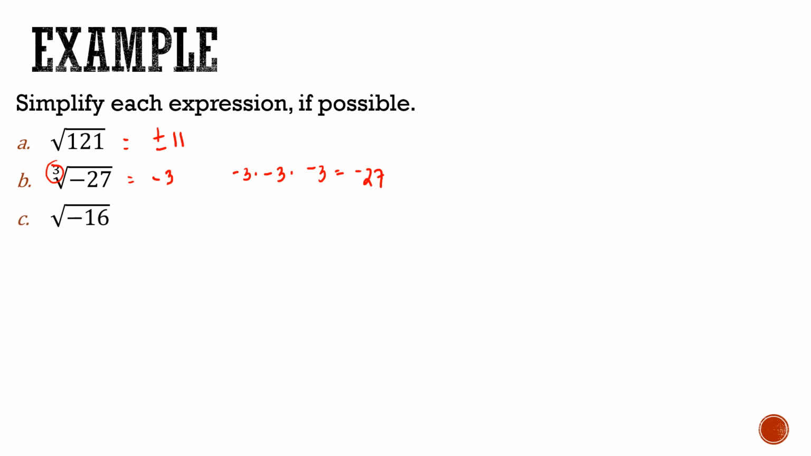Let's have square root of negative 16. Since our index is not visible, therefore, the index is 2 or square root. And since we have a negative radicand and our index is an even positive integer, therefore, it has no real roots.